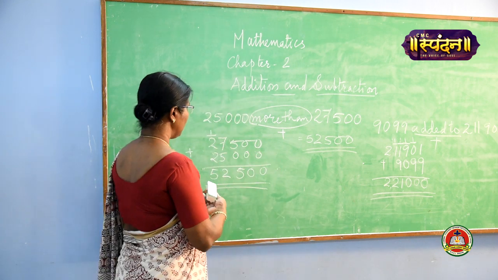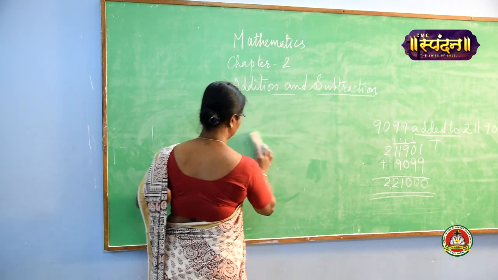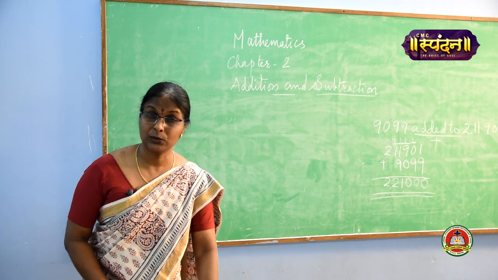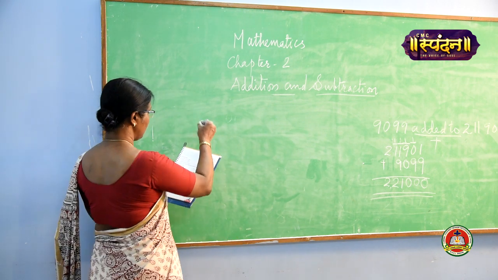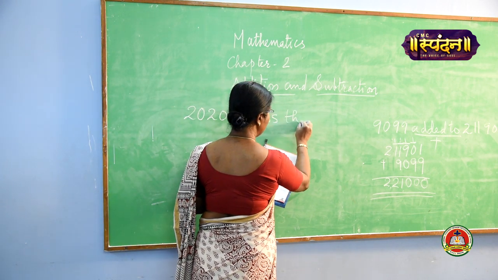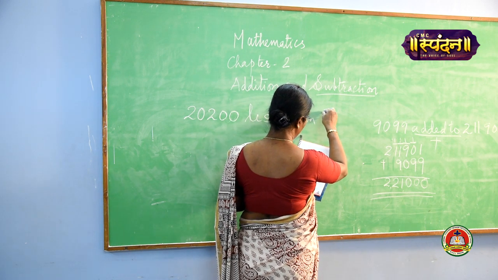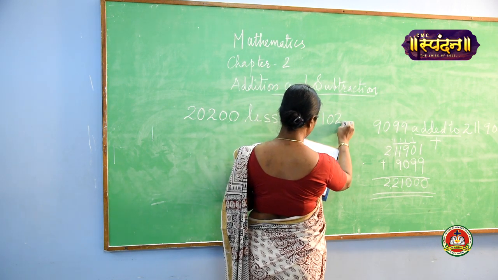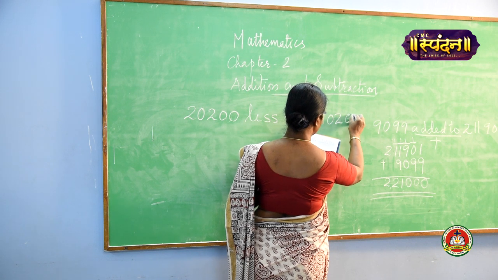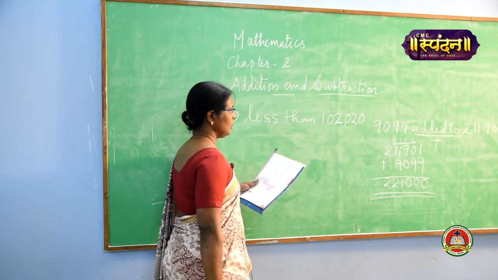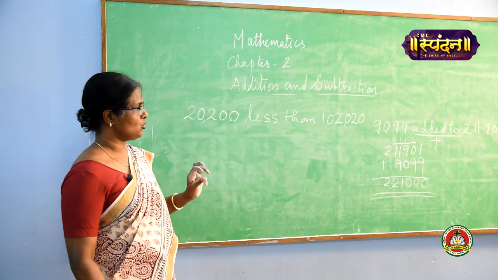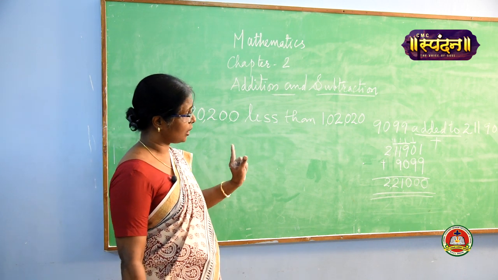Okay. Now let us see the other type where you have to do the subtraction, or if the sentences are given in that way, how would you judge whether subtraction or addition is needed. Like 20,200 less than 1 lakh 2020. That means 20,200 less than 1 lakh 2020.